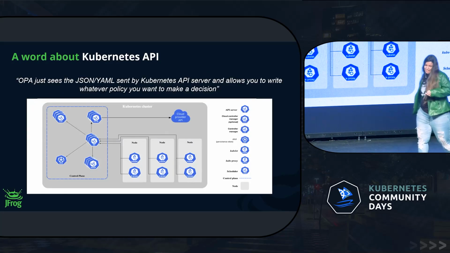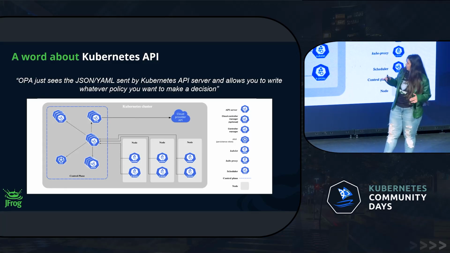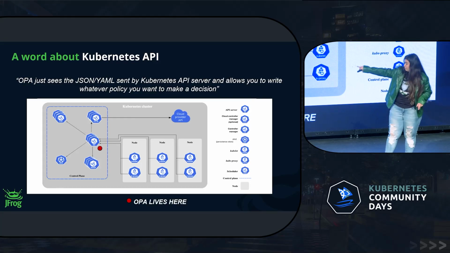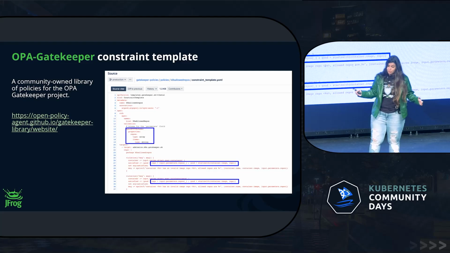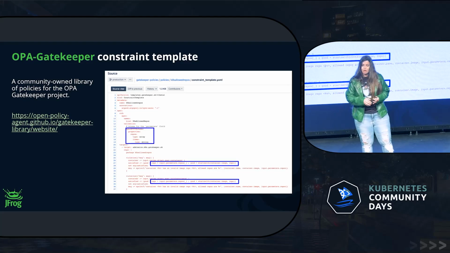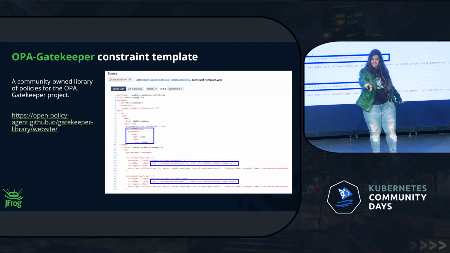Thank you. And some of you already heard about Kubernetes. You probably know where OPA lives, but just to make it clear, OPA lives alongside the API server, as you can see right here. And now let's talk about OPA Gatekeeper configuration. So open it up. Two YAML files.